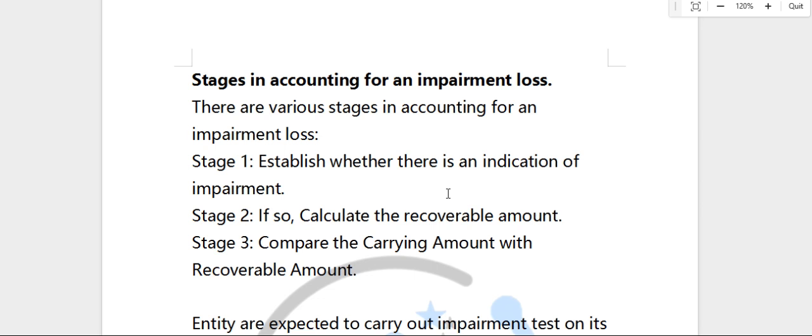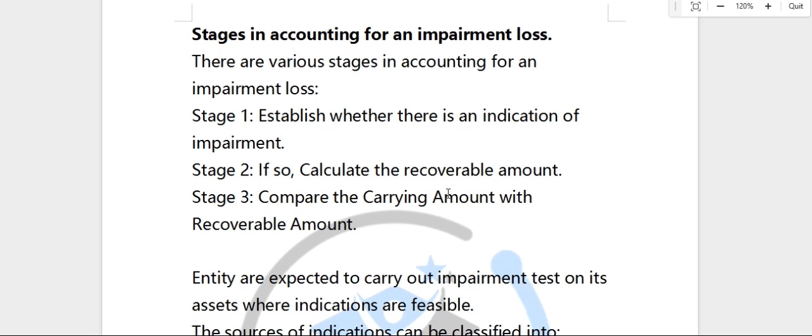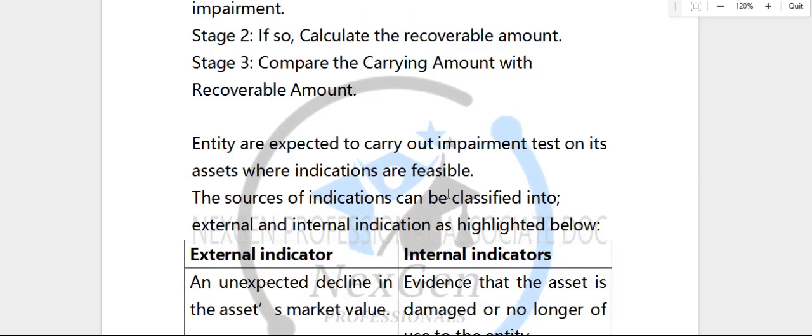And then number 3, the stage or step that you take, is you compare the current amount with the recoverable amount of the asset, and by it you determine if there is an impairment. That is that for that. So 3 stages are involved. The first one is test if there is an indication for impairment. Number 2, calculate the recoverable amount. And number 3, compare the current amount of that asset with the recoverable value.